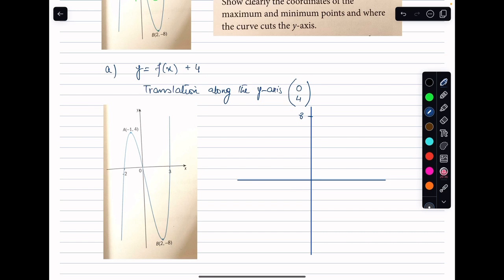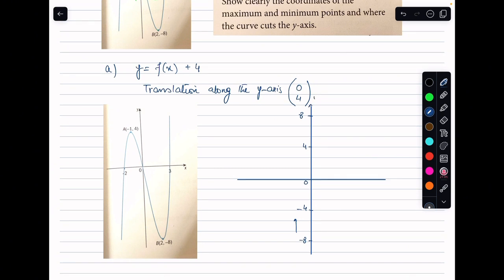From 0 it shall move 4 units upwards, so that's a 4 here, and from negative 8 it should move to negative 4. So this is what we had initially. Negative 8 moved upwards by 4 units is negative 4. 0 moved upwards by 4 units comes to positive 4, and 4 moved upwards by 4 units goes to positive 8. So I have marked all the y coordinates which need to shift upwards by 4 units.